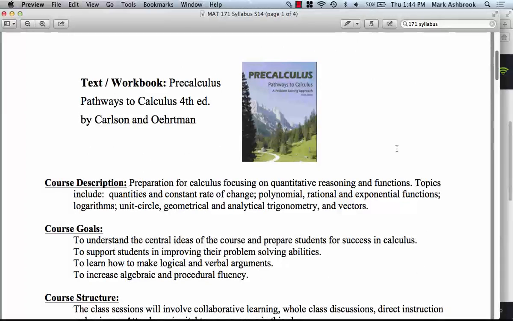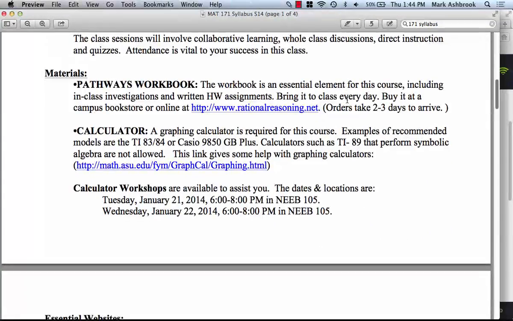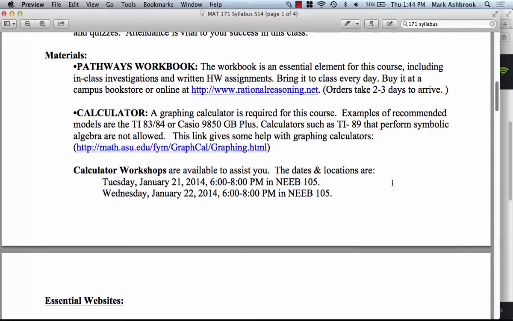We should have the workbook by now. The workbook looks like this. It's 4th edition. You need that workbook. Bring it to class every day. Also, you'll need a graphing calculator. If you've never used or have very little experience with a graphing calculator, they've got workshops that are a basic getting-started for graphing calculators. If you know your way around a graphing calculator and you've had a whole course where you used it, this probably won't be for you. Okay, you probably already got most of that content. But if you just bought it or you had little use, I recommend the calculator workshops next week, Tuesday and Wednesday at 6 p.m.